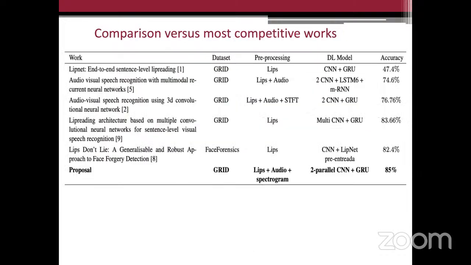And comparing with the state of the art, the most competitive works, there are different works. The database is the same, the Grid corpus. The pre-processing is almost the same: finding the lips, and taking the audio. The deep learning model is different for each of the authors, and for us, two parallel convolutional neural networks plus a GRU layer. And you can see the improvement for the classification accuracy, from 47 to 85. So we have an improvement of 3%.